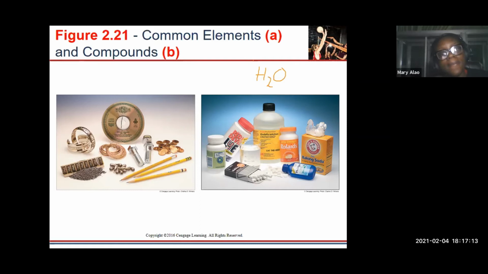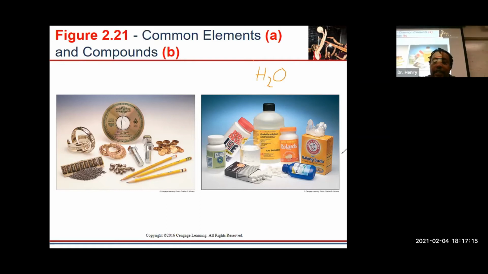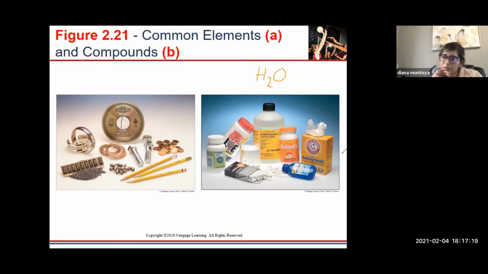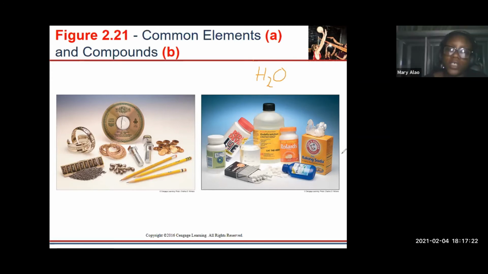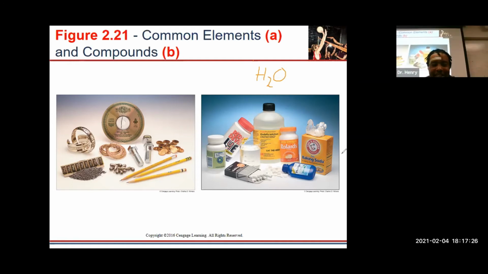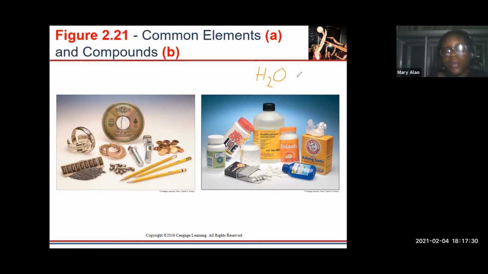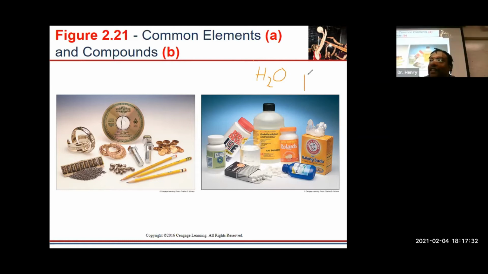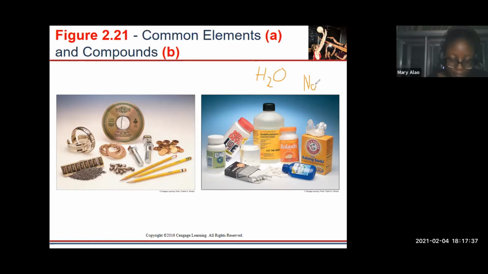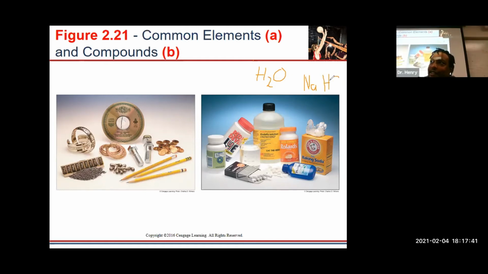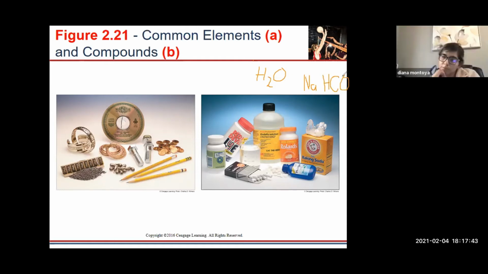What about baking soda? That's a mixture. No, it's a compound. That's right. It's a compound. So yes, it's sodium bicarbonate, NaHCO3.